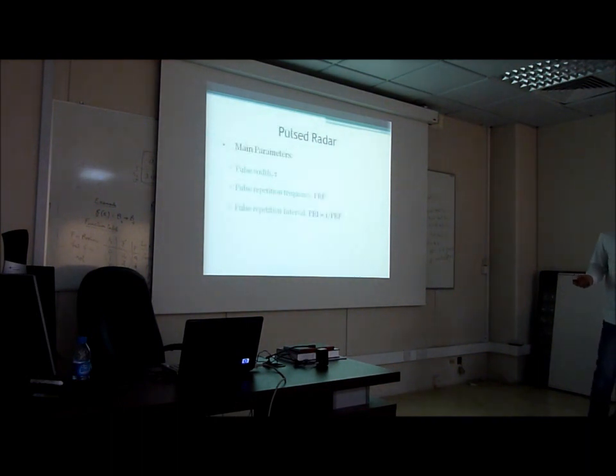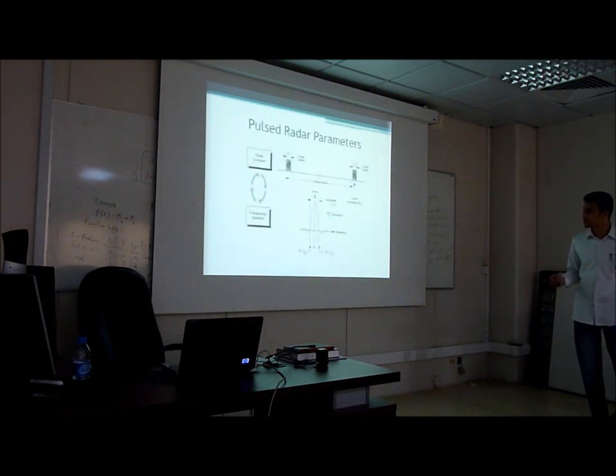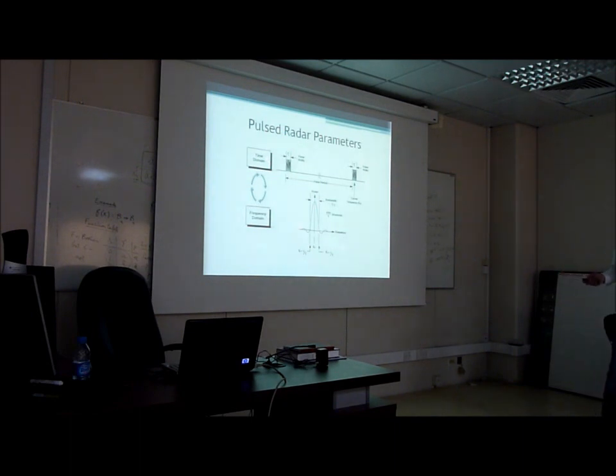The main parameters in the pulse radar are the pulse width, tau, the pulse repetition frequency, PRF, and the pulse repetition interval, PRI, which is 1 over PRF. As you can see in this pulse, this is the pulse width, tau, and the pulse repetition interval is the period time from the beginning of the first period to the beginning of the other period. It's here, PRI, and the pulse repetition frequency is 1 over the PRI. And in the frequency domain, of course, if you take the Fourier transform of this pulse, you will see that it's a sampling function, sin x over x, with these parameters, bandwidth and power, as we said before.